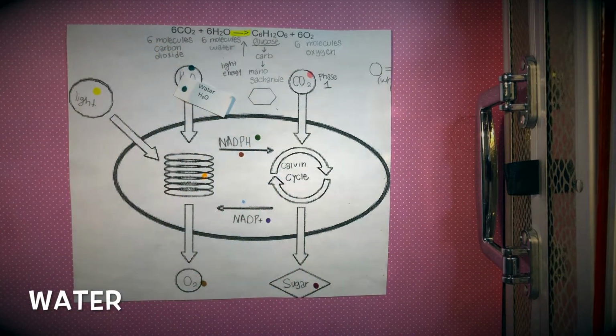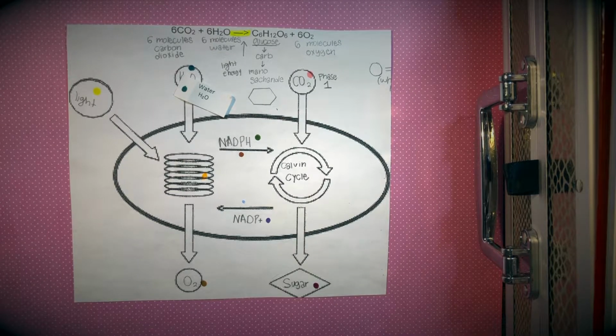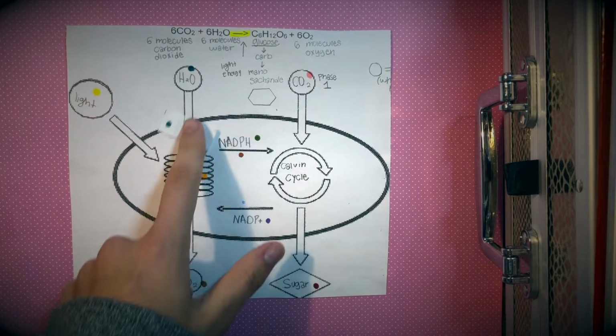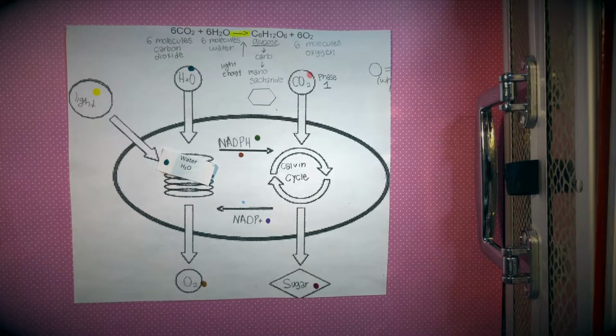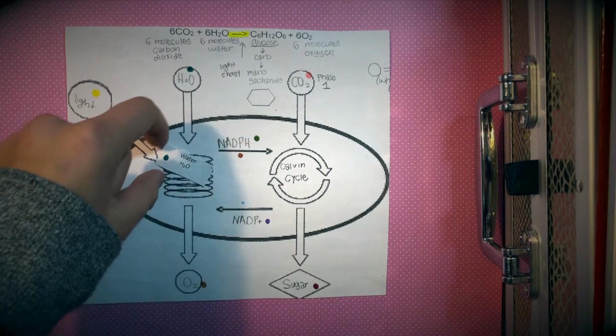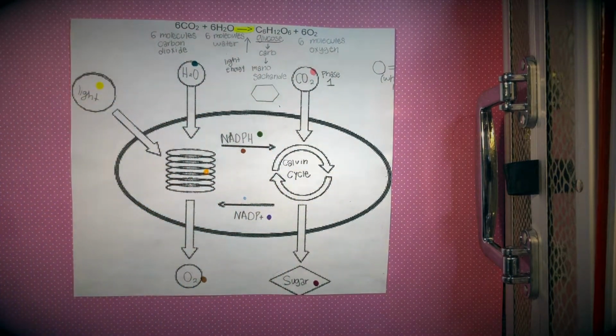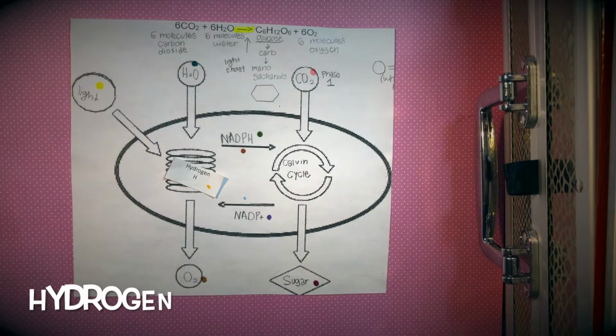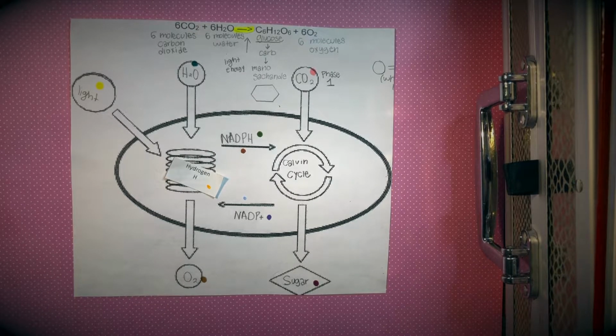Water, or H2O, comes from soil, roots, and the air, and it is brought to the thylakoid by diffusion. Then it gets separated by photosystem 2 into hydrogen and oxygen from light energy and put into the electron transport chain. Hydrogen is created from splitting ions, and it's in the electron transport chain during light reactions.